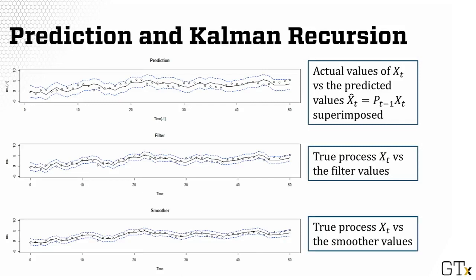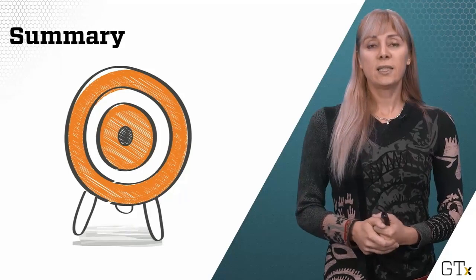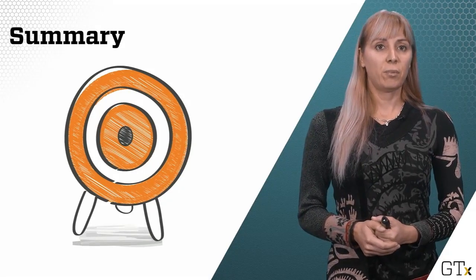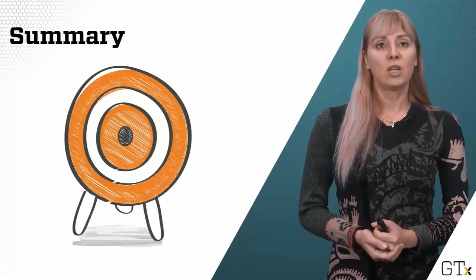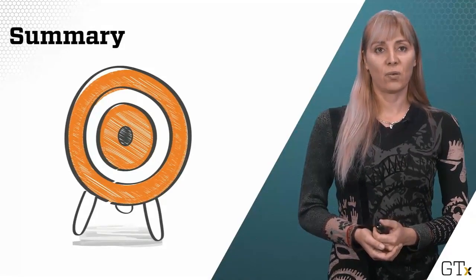Thus, even though we did not directly observe xt, we can still uncover it from the observed process Y with high accuracy. In this lesson, I briefly illustrated the implementation of a very, very simple state space model using the R statistical software. Thank you.